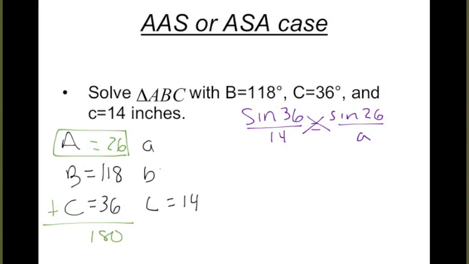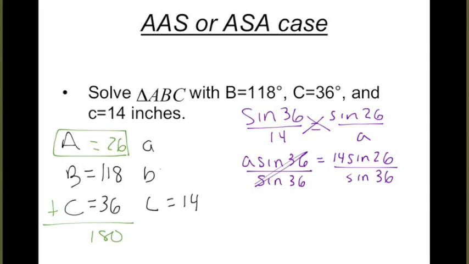Cross multiply. a sine 36 equals 14 sine 26. And we're trying to get a alone, so we're going to divide by the sine of 36 that is with it to cancel it out and get the a all alone. Then we type that whole thing into the calculator. Make sure you close the parentheses after you type in an angle. And we get about 10.4.